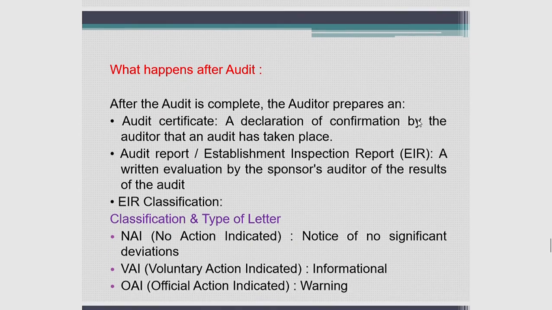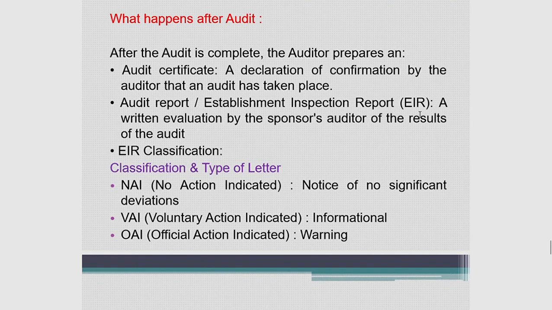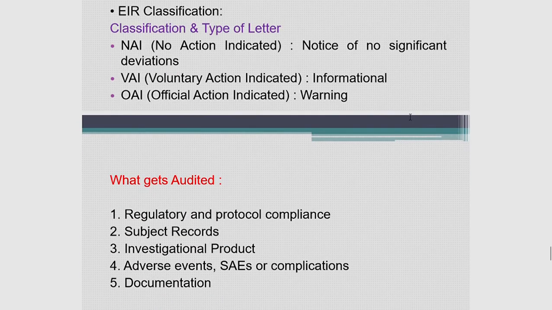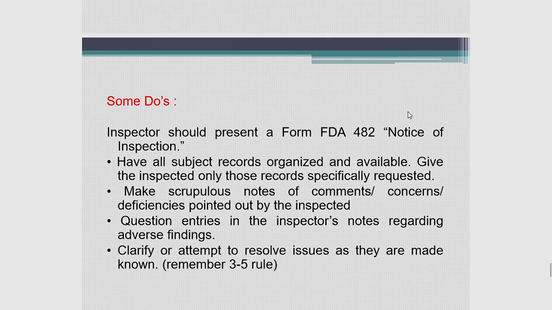What happens after audit? After the audit is complete, the GCP auditor prepares an audit certificate, audit report, or classification like NAI, VAI, OAI. What gets audited? Regulatory and protocol compliance, subject records, investigational product, adverse events or complications, documentation.